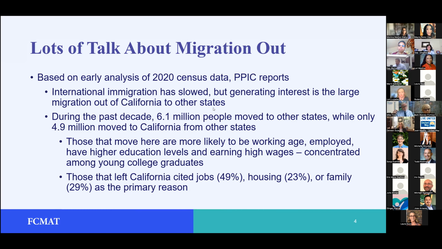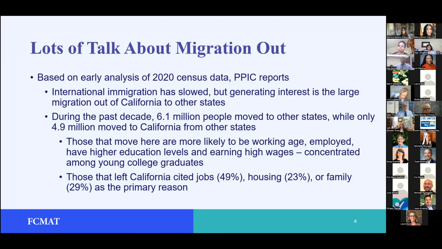Migration out. If we pick up a media report, newspaper, look at local reports or statewide reports, we see a lot of discussion about folks leaving California. The data, though, is more telling. It's not as great a migration out as I think we're led to believe, but as with any data, when you disaggregate it, it becomes far more meaningful, right? There's no question that we now have a net migration out this past decade compared to the past. 6.1 million moved out, while only 4.9 million moved in. But who moves out and who moves in are very different.